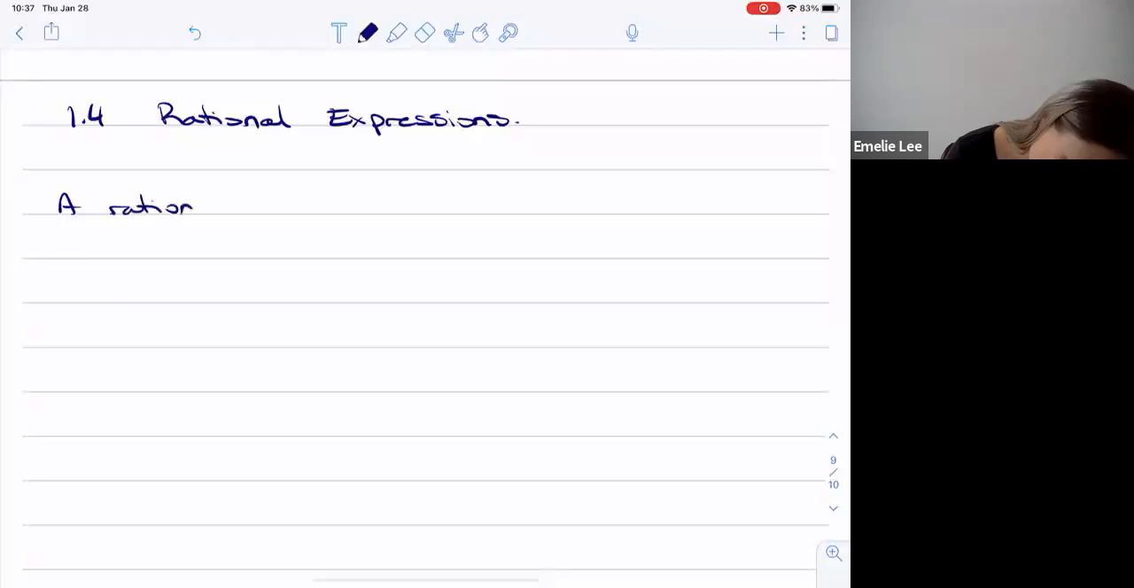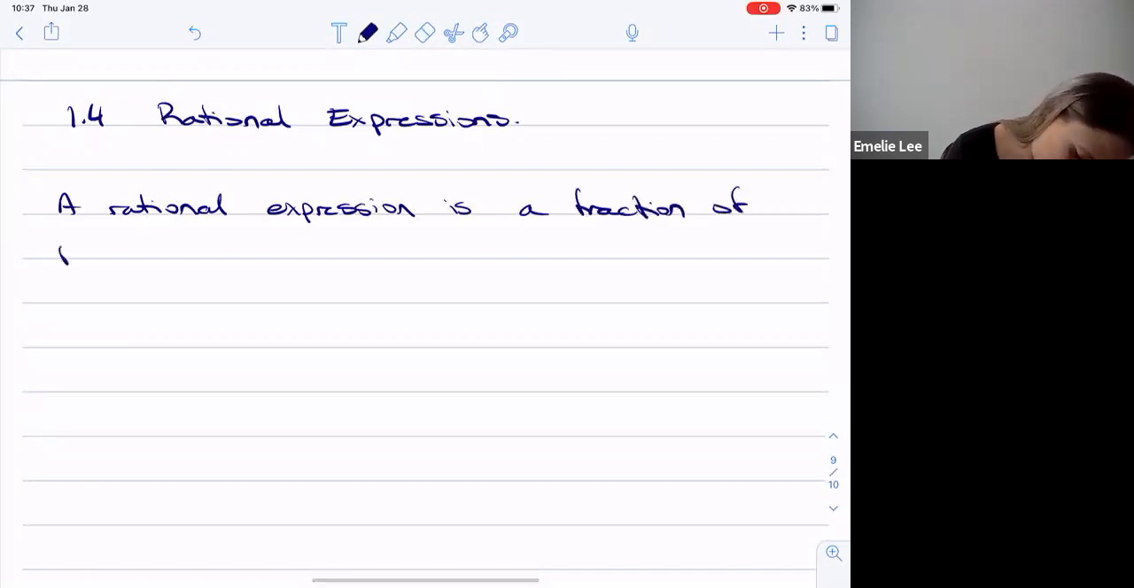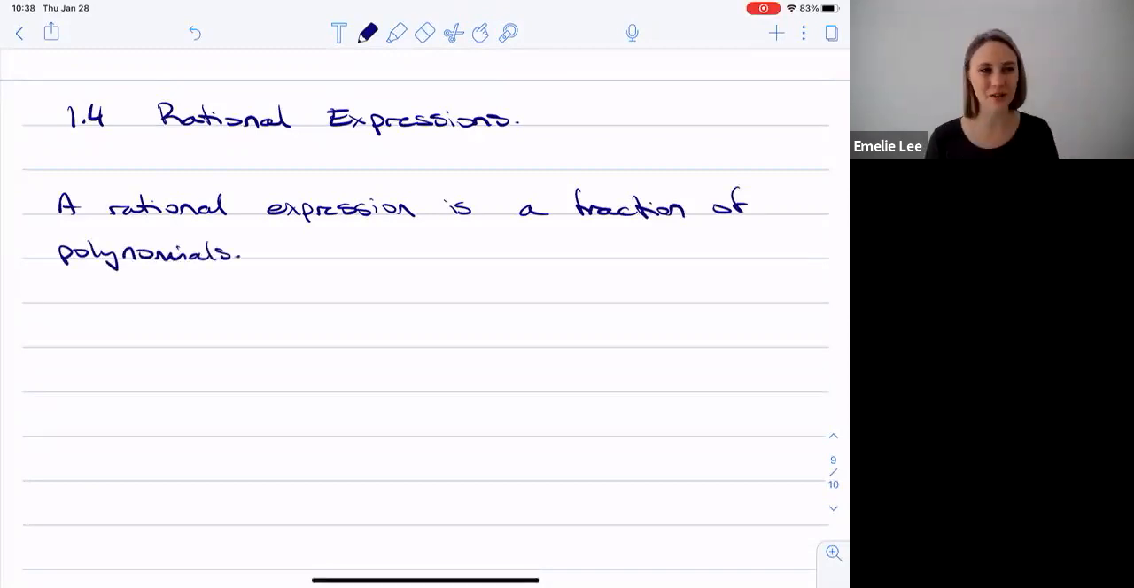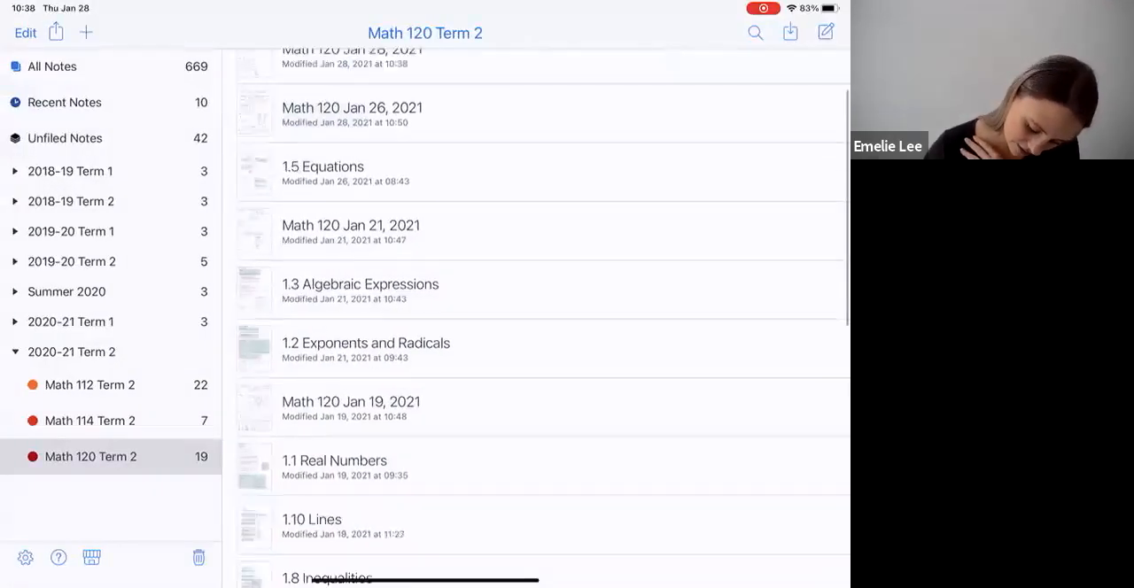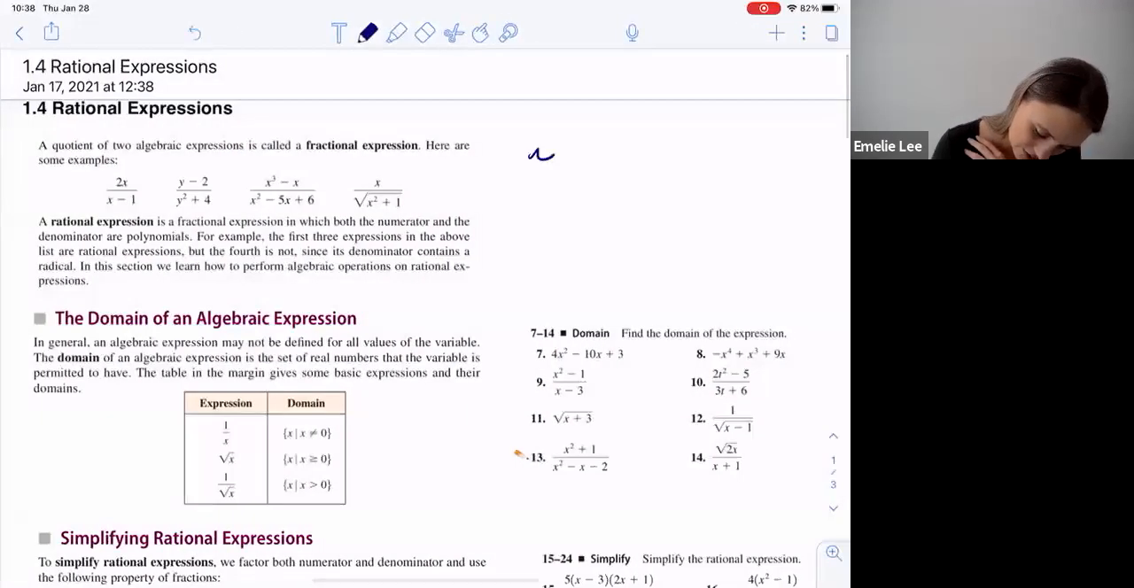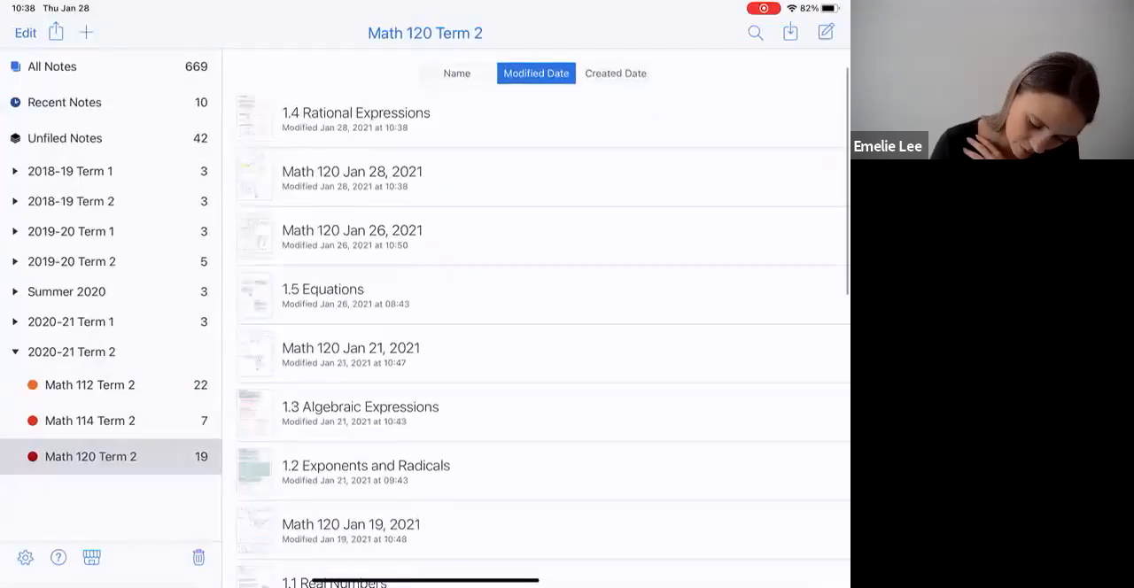A rational expression is a fraction of polynomials. Right? So polynomials are just x to the power of something plus and then decreasing powers of x, but no square roots or anything like that. Okay? So let's see here. Let me just do a scribble on here so it moves to the top.